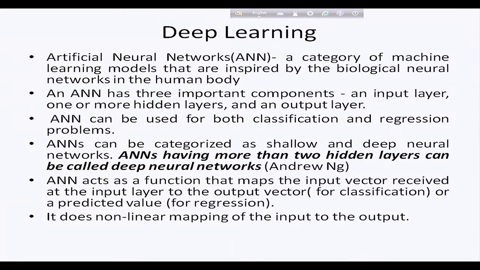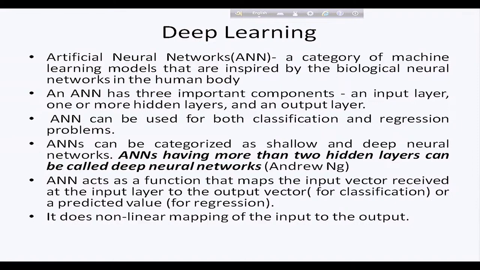So now, what is called deep learning? It is nothing but a neural network. According to Andrew Ng, an ANN having more than 2 hidden layers can be called a deep neural network. So this is the basic definition. But in today's world, there are different sophisticated deep learning models, such as the convolutional neural network and LSTM, long short-term memory neural networks. These are different types of networks which are suitable for energy forecasting. I will show you some examples of that.